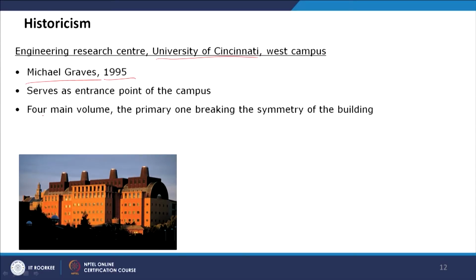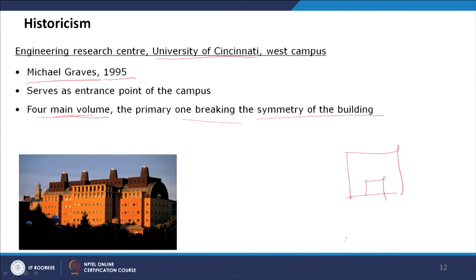But the historic depiction here is that from outside you can see there are four main volumes. The primary one breaks the symmetry of the building. Through the primary one there is an axis from where people enter this building. The other three are smaller.